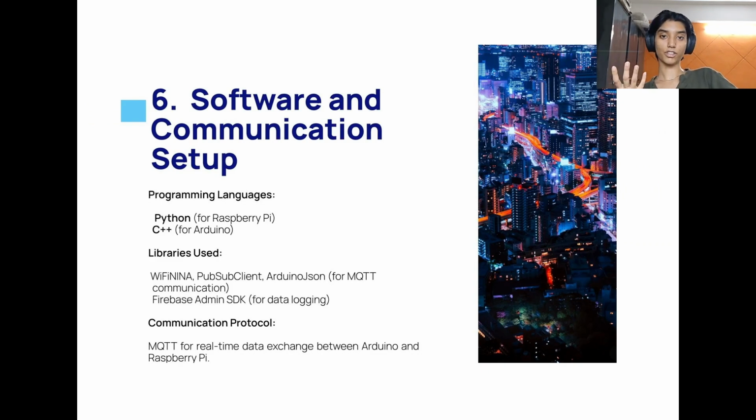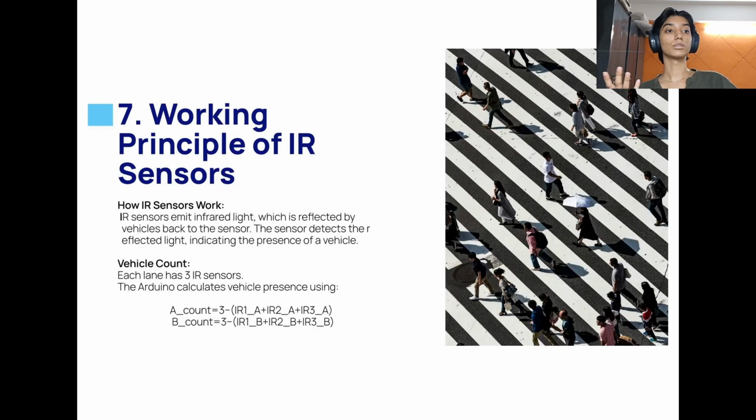Talking about the communication protocol, it is MQTT. The Nano is the publisher and the Raspberry Pi is the subscriber for this. So the Nano sends the data into the MQTT, the Raspberry Pi receives the data and decides whatever it needs to do.